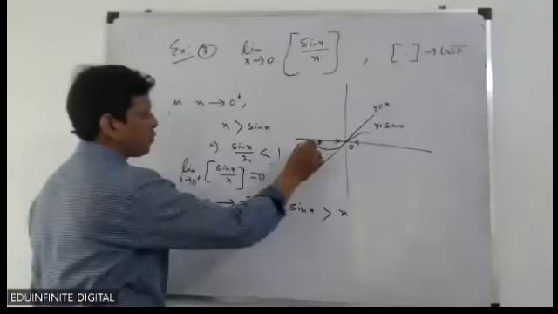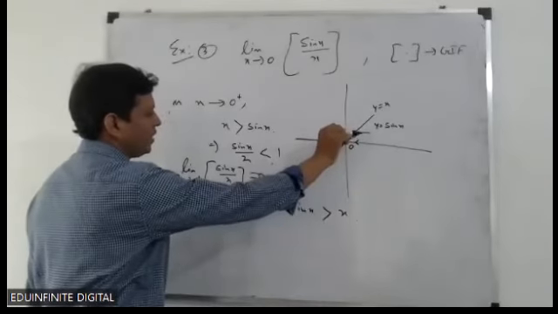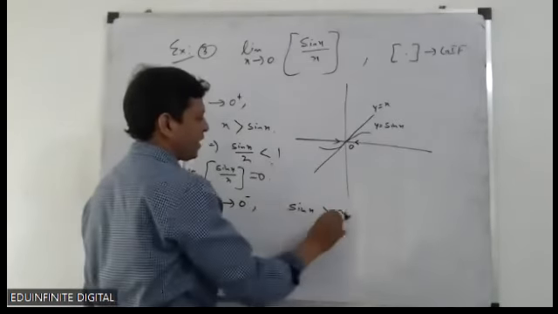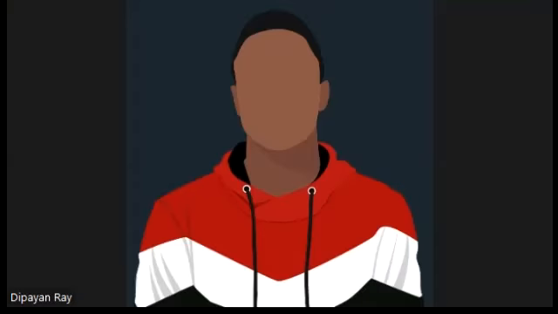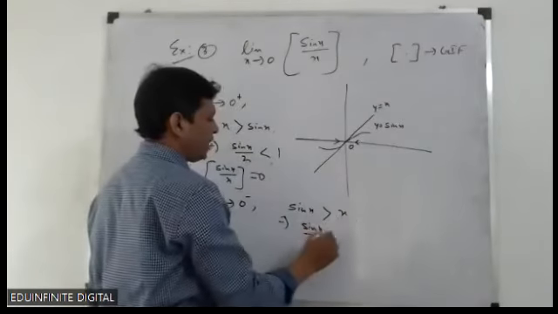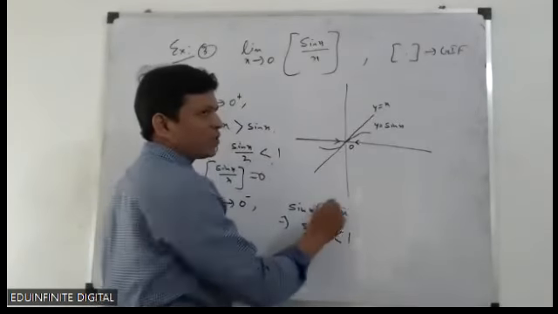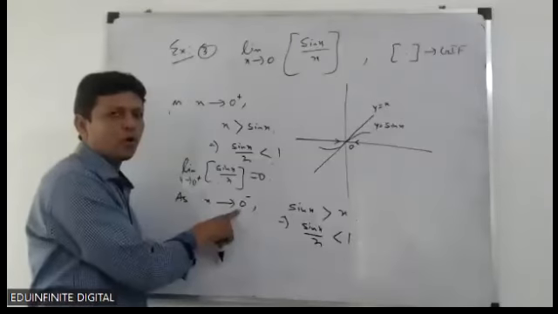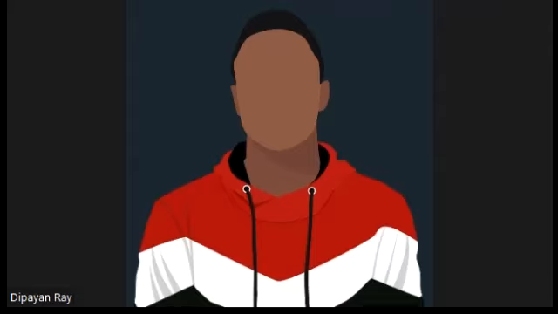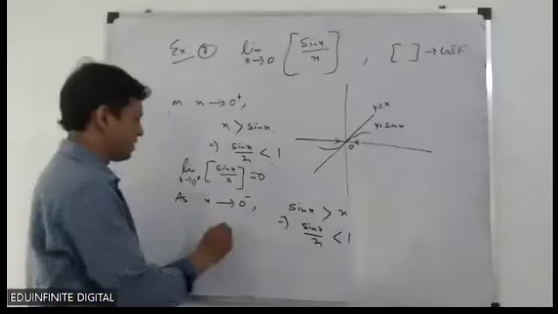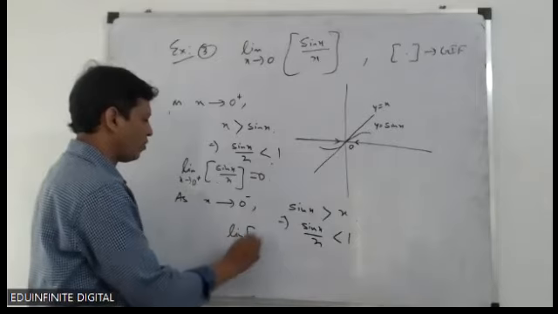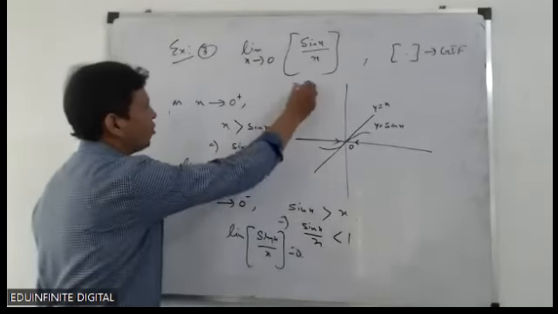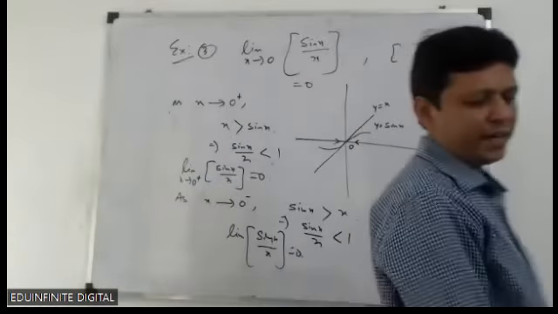Clear? Now, as we are moving from the left in the neighborhood of 0, x tends to 0 minus. Which one is greater? Sin x is greater than x. So sin x by x is a negative quantity, less than 1. The inequality will change because it's a negative quantity: x is less than 0, if you divide by x, the inequality will be reversed. So again you have 0. So this limit is 0. Clear?